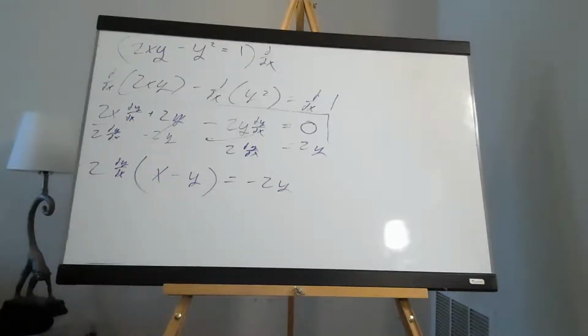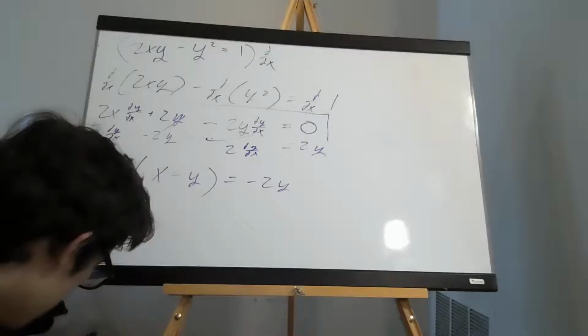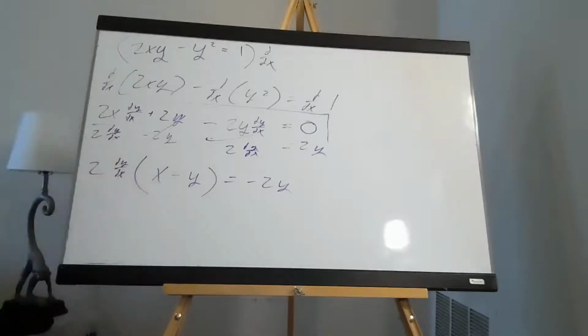Now let's double check my work, because I do a lot of math, but everyone makes mistakes and I was going kind of quick there. So let's see, 2x dy/dx plus 2y minus 2y dy/dx equals 0. We subtract 2y from both sides, factor out 2 dy/dx, because that is common in both, and then we get x minus y. That is correct.